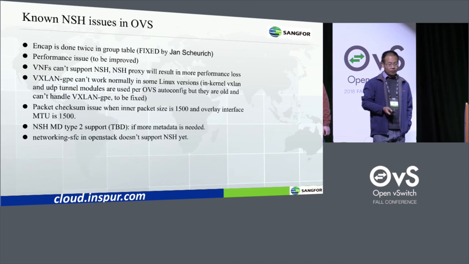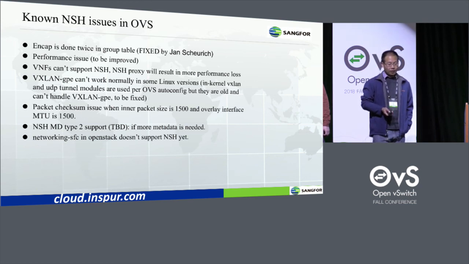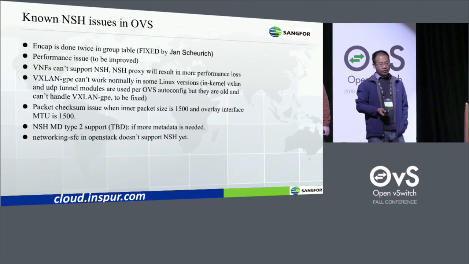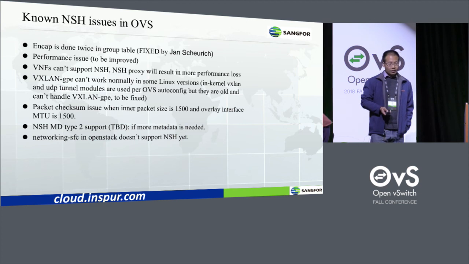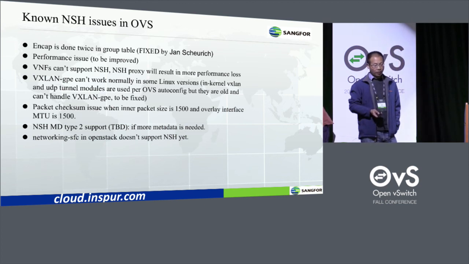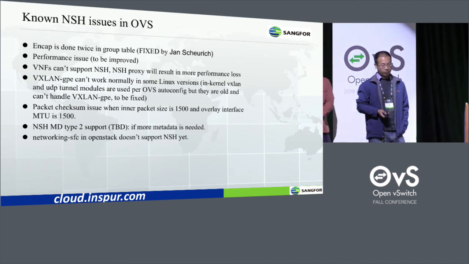Actually, we have some known issues in the current OVS implementation. The first one is that the encap action will be done twice in the group table. This bug has been fixed by Yen. For performance, it's a very big issue because we use NSH and VXLAN GPE for every hop. So that's a big challenge. We need to improve.